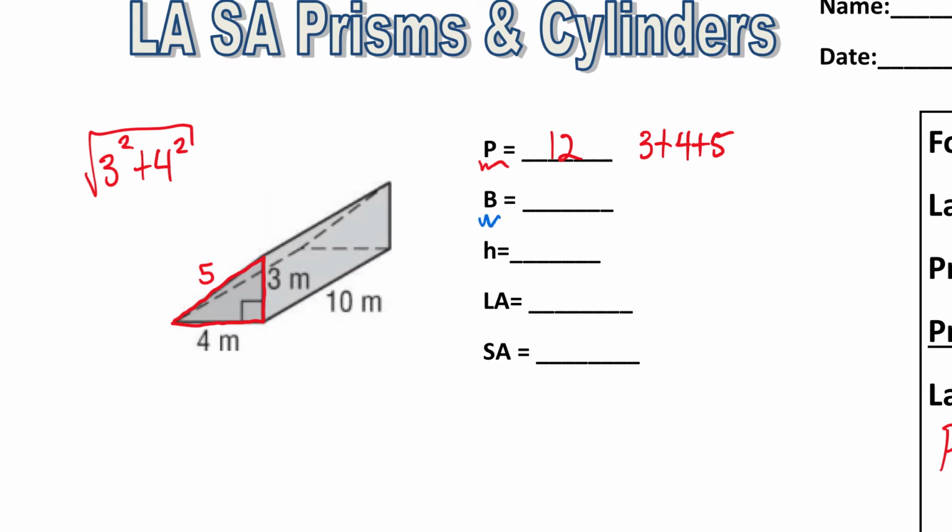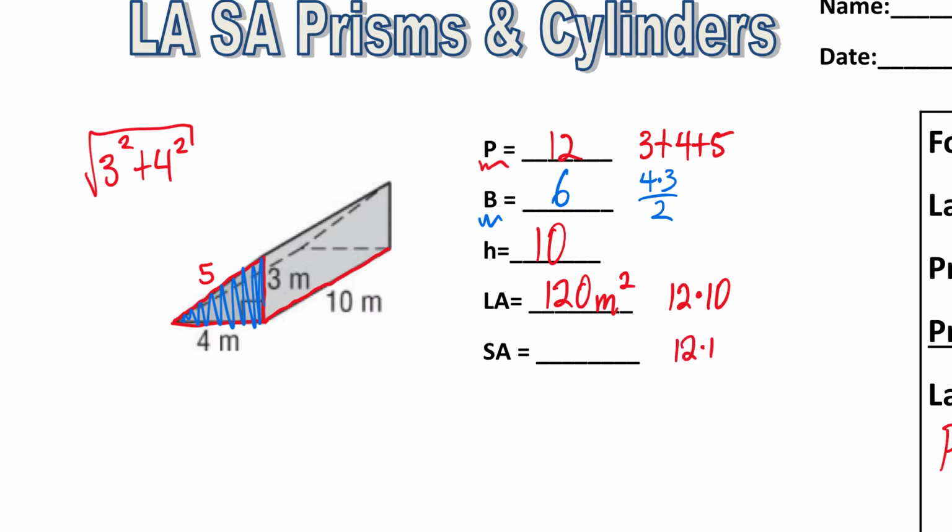Okay, what does capital B stand for? Area of the base. So I'm looking for the area of that. How am I going to find the area? 4 times 3 divided by 2, which is 6. And then what is the height of the prism? It's 10. Remember, it's the distance between the bases. So this time the height's running horizontal. Now, LA stands for lateral area, lateral surface area. So just P times H. So P times H is what? 120 square meters.